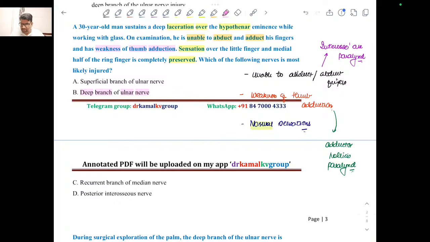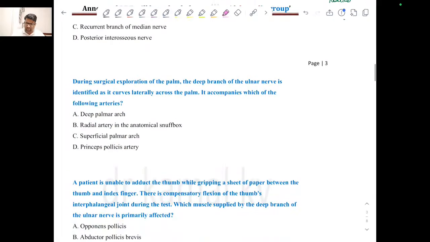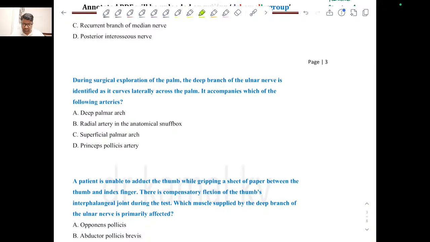Is that clear? So please study this topic nicely. It is one of the very favorite topics for exam setters. So this is deep branch of ulnar nerve. Purely motor nerve, no sensory loss, only adductor pollicis or interosseous gone. Now let us take one more question from this topic.